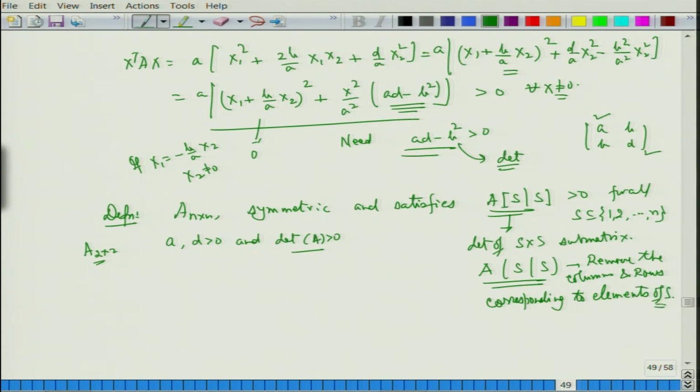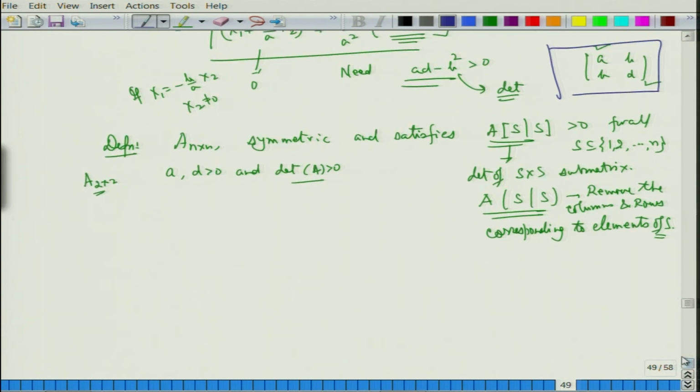Elements of S. Is that okay? So what we see here is that if I have any 2 cross 2 matrix of this form, where A is positive, D is positive, and AD minus B square is positive, then it is indeed going to give me an inner product. All right. So, a proper example.